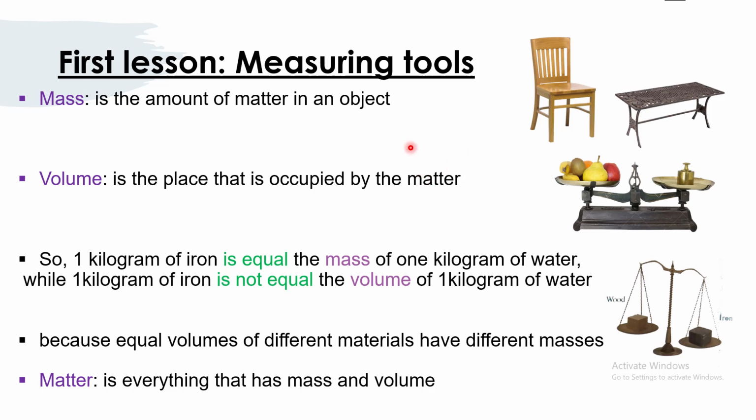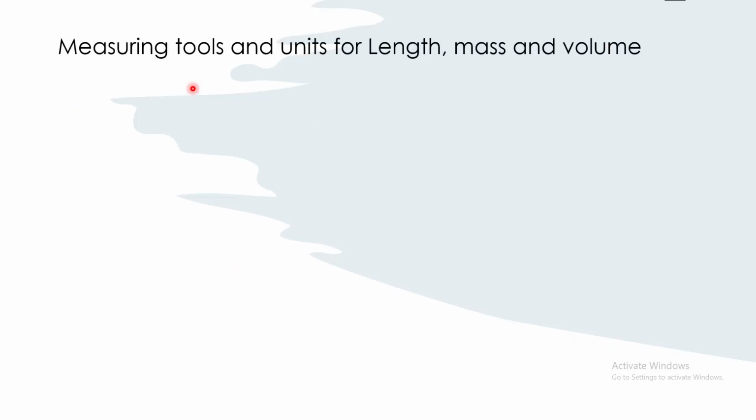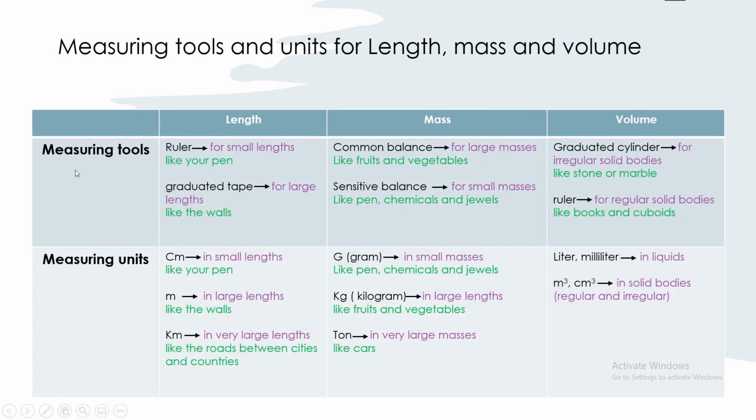Moving to the next point, which is measuring tools and units for length, mass and volume. We know that there are measuring tools and measuring units for each of length, mass and volume. We all know that, for example, for length, the measuring tools are the ruler and the graduated tape, and the measuring units for length are centimeters, meters, and kilometers. And of course, for the mass and the volume, there are measuring tools and measuring units. If you want to give a quick revision, just pause the video and then continue.